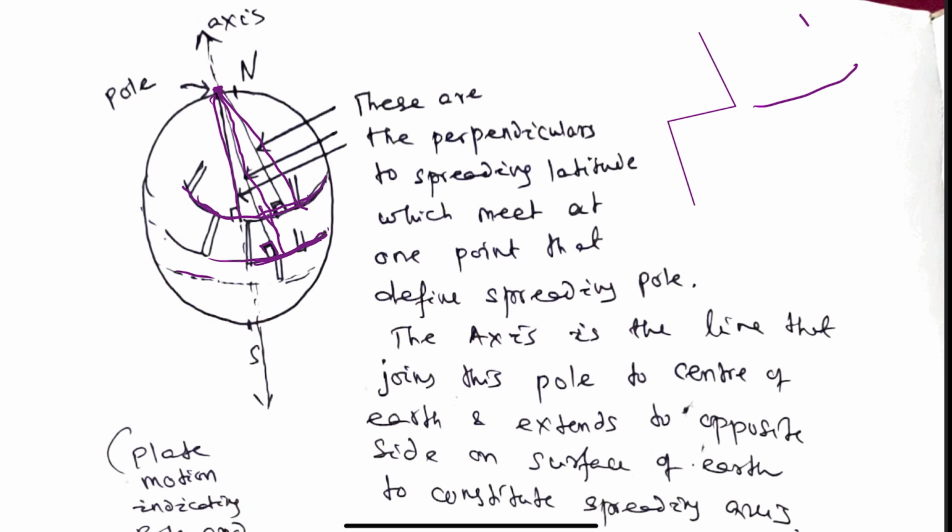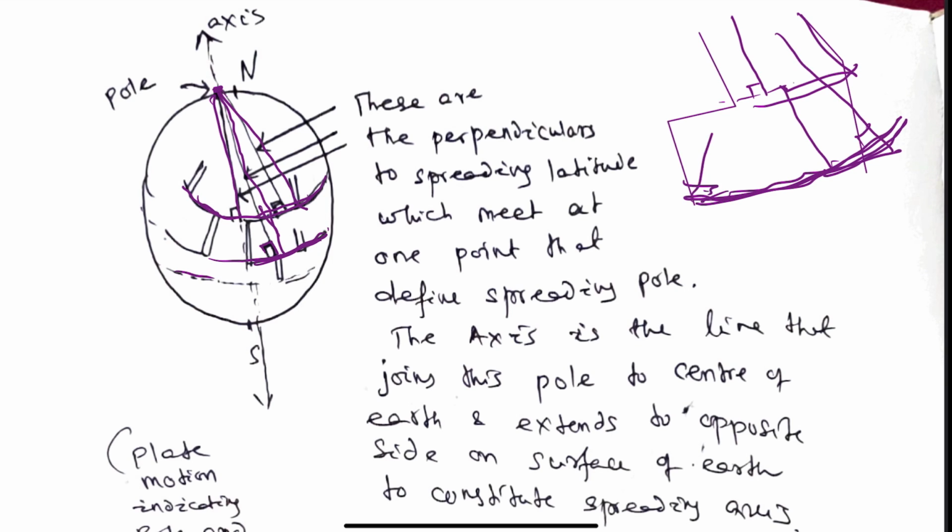If this is moving to this, so this is moving like this. So perpendiculars are drawn to this spreading, these are circular. So perpendiculars are drawn to the circular path. So they meet at a point. So this becomes the spreading pole with respect to which this rotation has taken place.